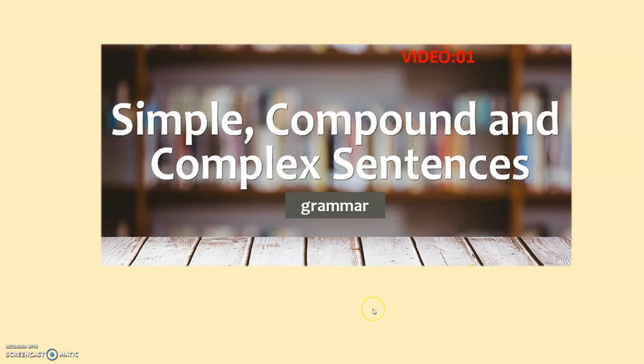Children, today we shall take up a very important topic in grammar, that is simple, compound and complex sentences. Now, many of you may find this topic difficult. Some of you may find it easy. Very important in grammar is you should know the rules. Once you know the rules, you should practice more sentences and then you will be able to solve any sentences. So today we shall just take up what is simple, what is compound and what is complex sentences. Okay, so let's begin.